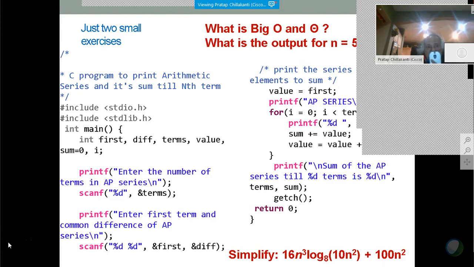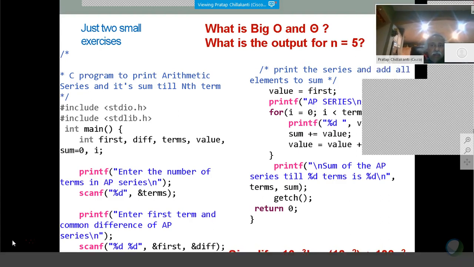So the first exercise is, I've given a C program to print an arithmetic series and its sum until the nth term. For that program, I split it into 2 columns here. It's just one program. In groups of 2 or 3 on a piece of paper, analyze the program. Take some n value equal to 5, as it says here. What is the output for n equal to 5?